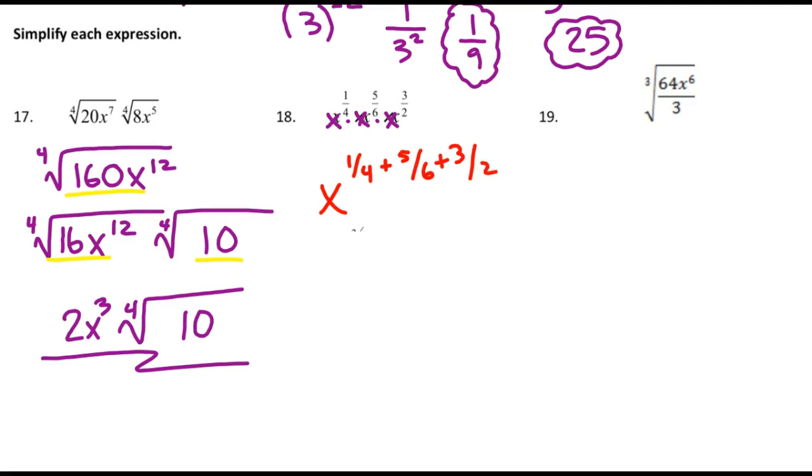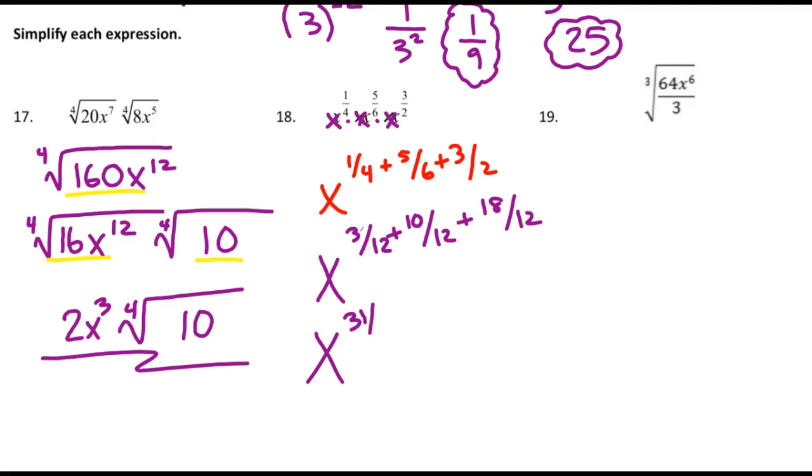Right? So a common denominator between 4, 6, and 2 is 12. So I'm going to change these all into 12ths. So this is the same as x to the 3/12 plus 10/12 plus, that's 6, that's going to be 18/12. Okay, that's going to be 31/12. So x to the 31/12, right?